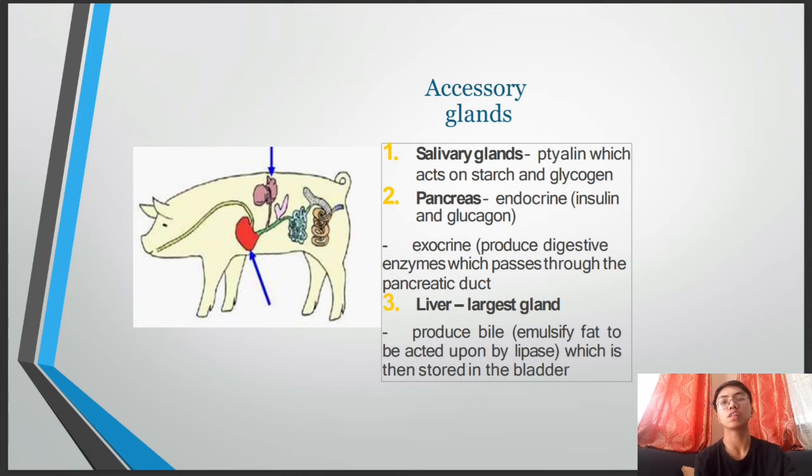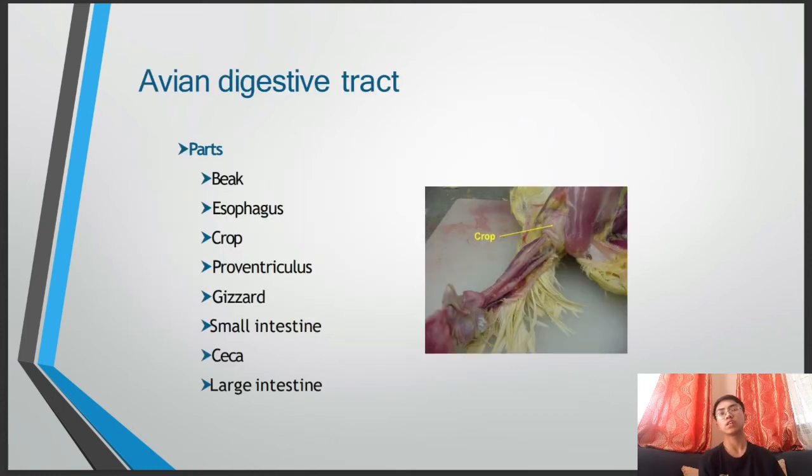So next slide is avian digestive tract. The parts are beak, esophagus, crop, proventriculus, gizzard, small intestine, ceca, and the last is large intestine. So beak, the chicken uses its tongue to push the feed back to the mouth. And esophagus, a flexible tube that connects the mouth.